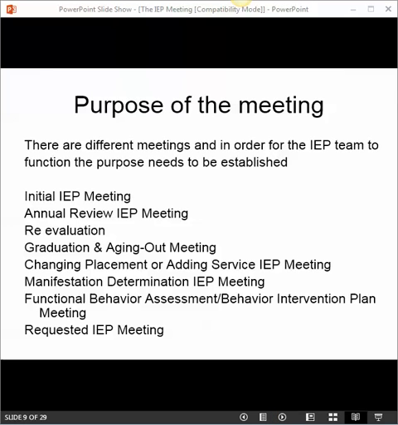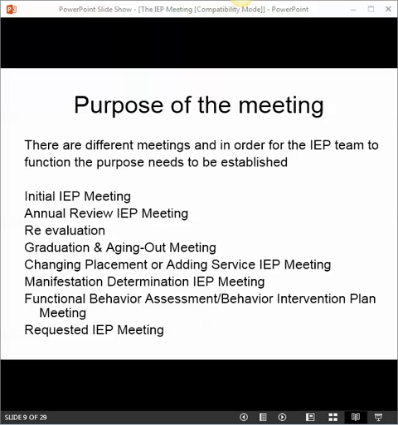So we've looked at some of the regulatory parameters for the process. So let's look at the different purposes of an IEP meeting, because remember, you have to inform the parent of the purpose of the meeting. It's important in planning to understand the purpose. That will help you prepare and gather the necessary information. So there are different meetings, and in order for the team to function, the purpose needs to be established. Everyone needs to know what's happening.